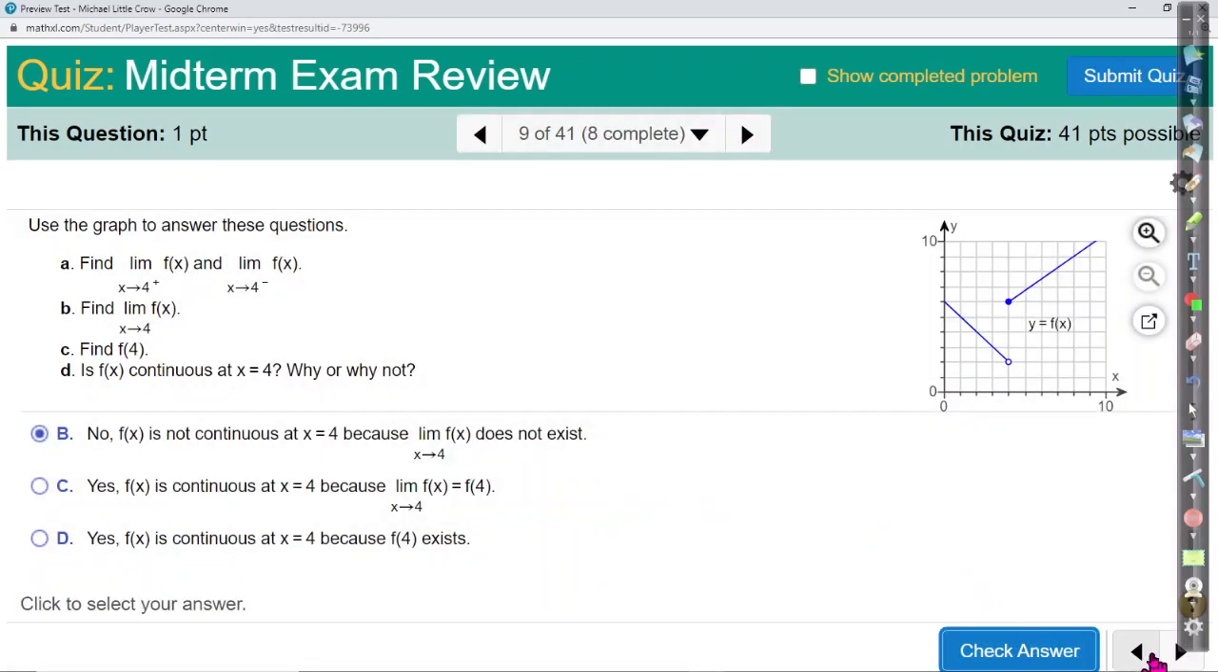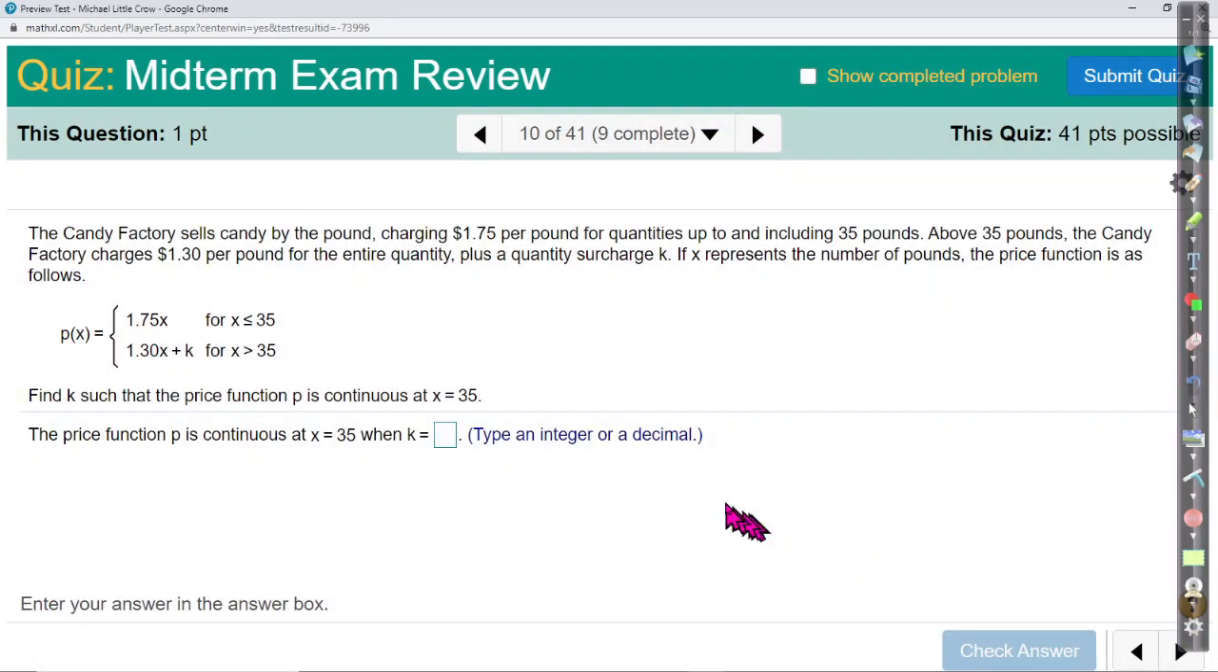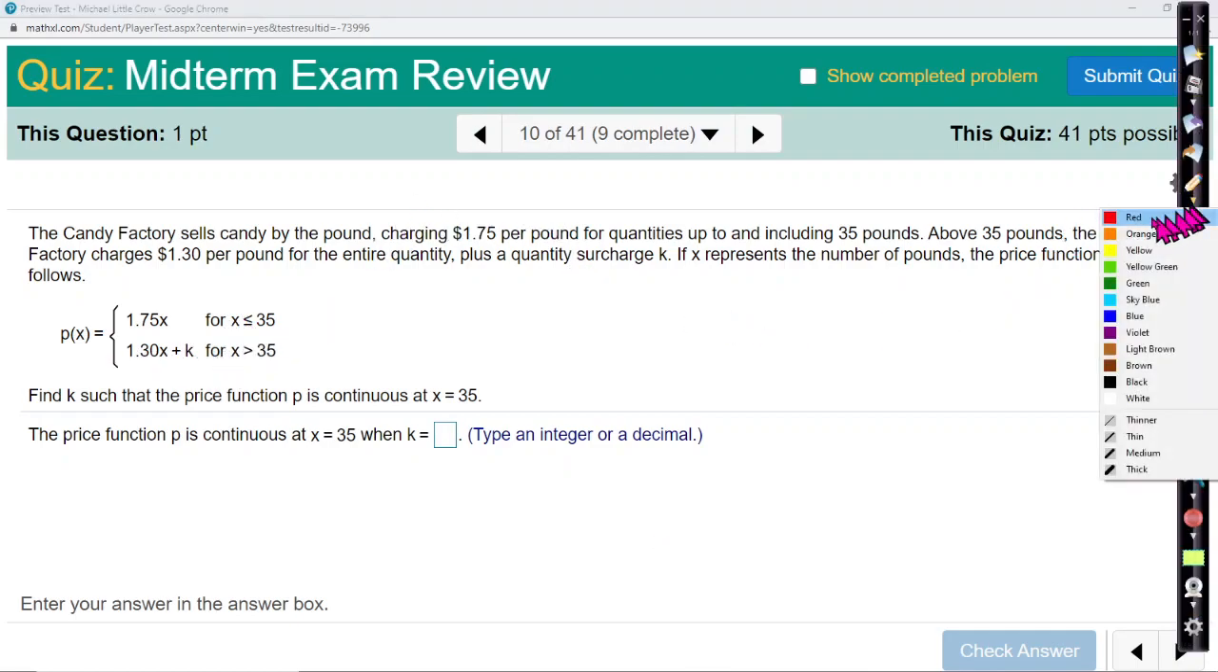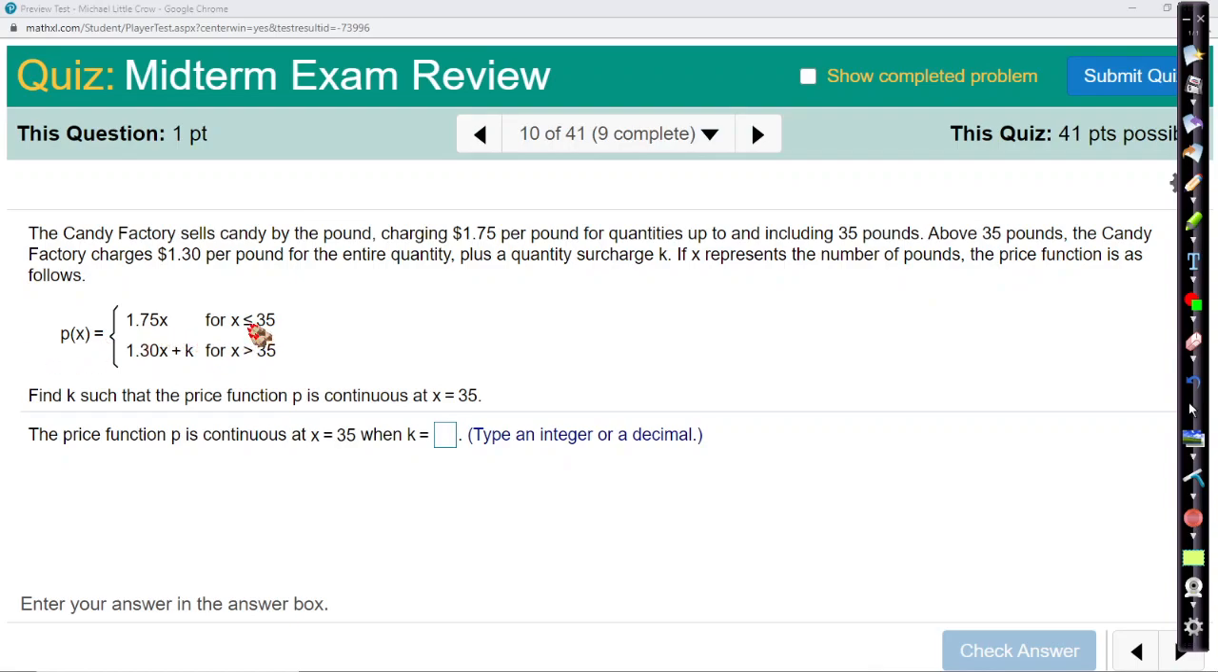We're doing pretty good. Okay, got to 10. Halfway there. So we've got a piecewise function here. I like to look at numbers first and see the patterns. We've got 35 is going to be the handoff, and most of these questions are about what happens here.